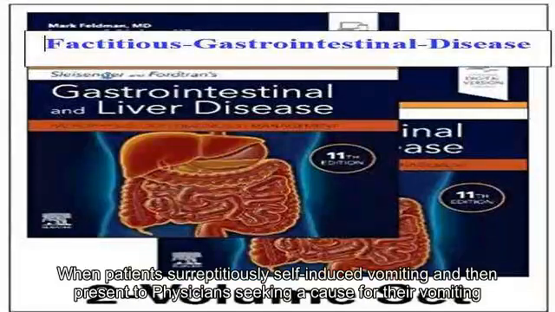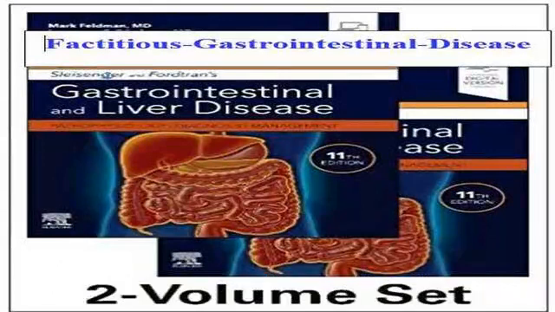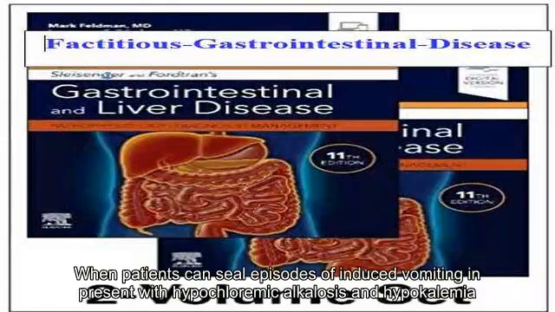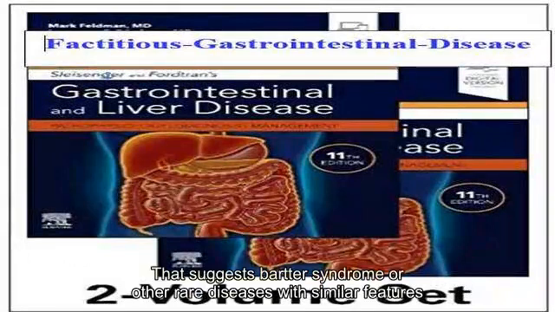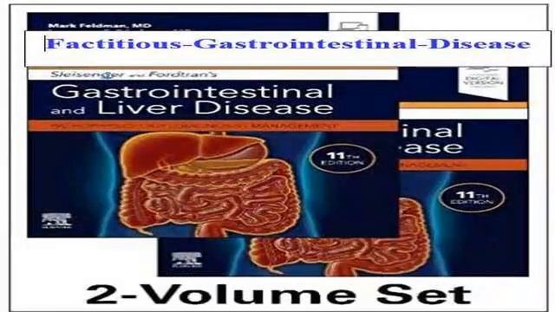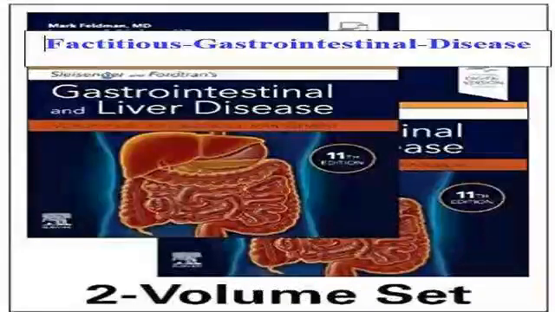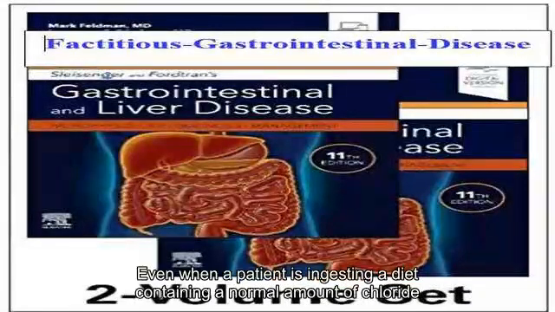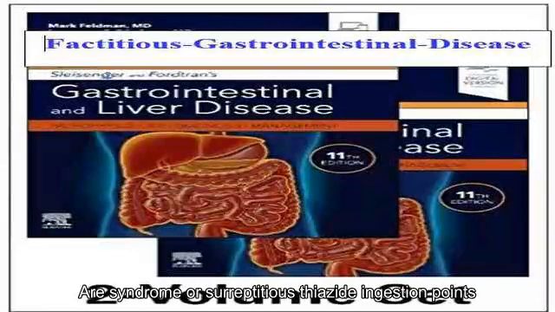When patients surreptitiously self-induce vomiting and then present to physicians seeking a cause for their vomiting, identifying the factitious nature of the vomiting can be difficult. When patients conceal episodes of induced vomiting and present with hypochloremic alkalosis and hypokalemia, they will be subjected to diagnostic studies that suggest Bartter syndrome or other rare diseases with similar features. A useful clue to concealed vomiting as the cause of hypokalemia and alkalosis is an extremely low rate of urine chloride excretion, even when a patient is ingesting a diet containing a normal amount of chloride. This is not present in Bartter syndrome or surreptitious thiazide ingestion.